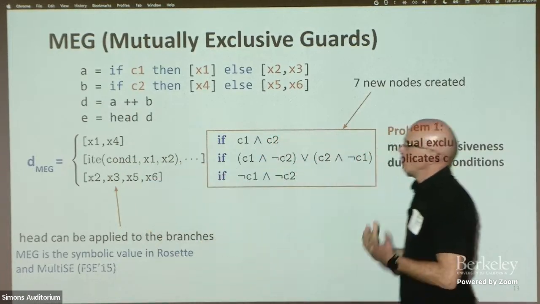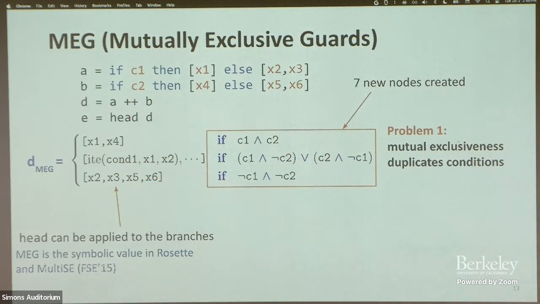These alternatives, so you can actually operate on these structures. Right? But as a result, 7 nodes were created even in this simple program. So we are creating extra nodes just to guarantee that these conditions are mutually exclusive. Turns out this is a large reason for the blow up of these formulas, okay?